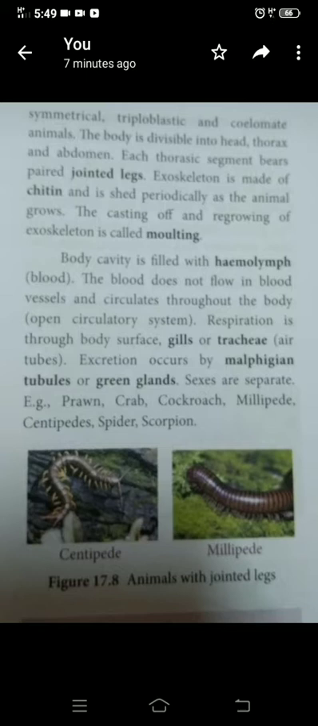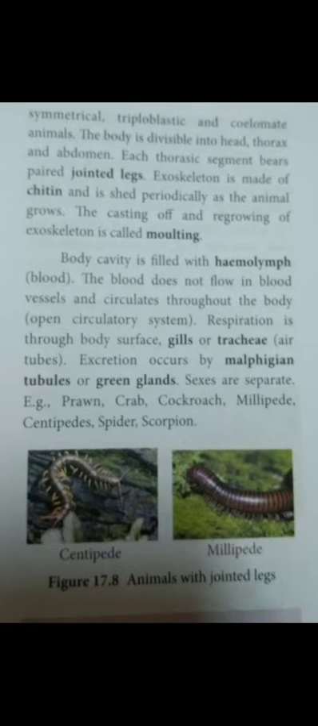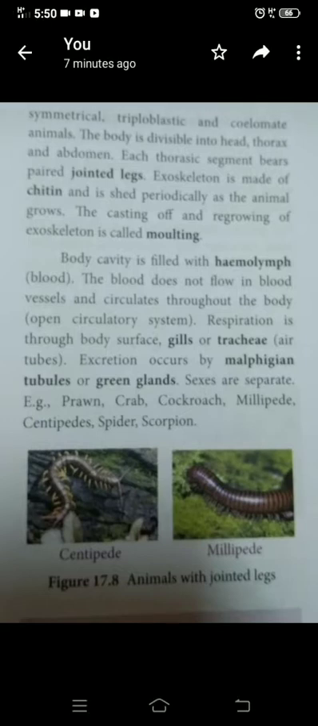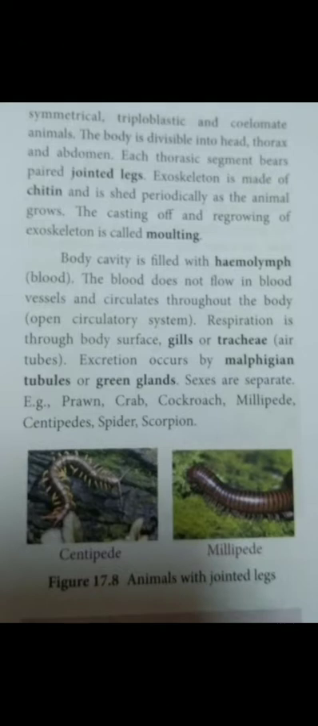The next one is Arthropoda. You see the picture. Arthro means jointed, poda means legs, so jointed legs. The legs have many segments. It is the largest phylum in the animal kingdom. It is bilaterally symmetrical, with equal body arrangement. It is triploblastic, three layers: ectoderm, endoderm, mesoderm.